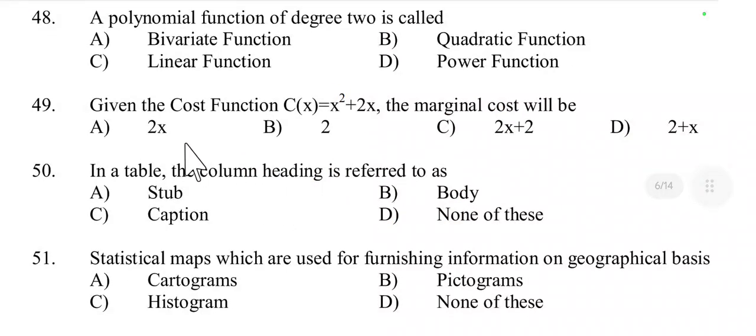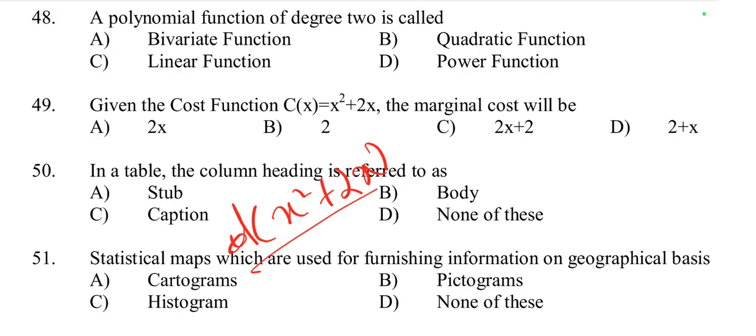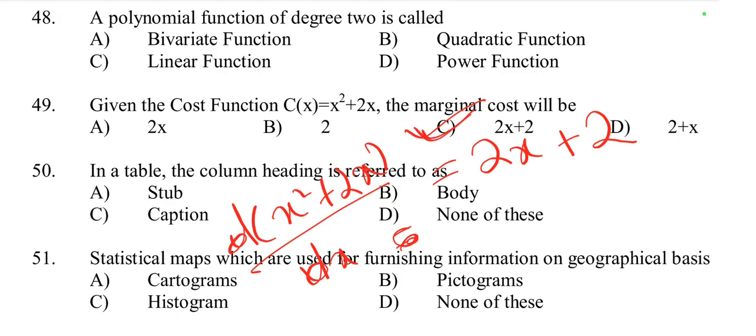Then question number 49: given the cost function c is equal to x square plus 2x, the marginal cost will be... Here cost means total cost. Total cost is equal to x square plus 2x, then marginal cost is the derivative of total cost. So the derivative of x square plus 2x by dx is equal to: the derivative of x square by dx is 2x, plus the derivative of 2x, which is only 2. So 2x plus 2 is the right answer, option C.